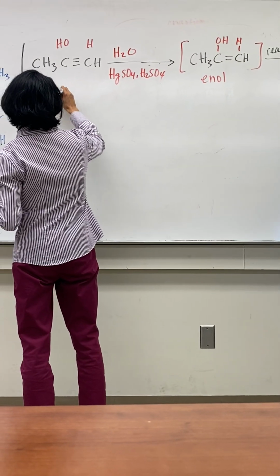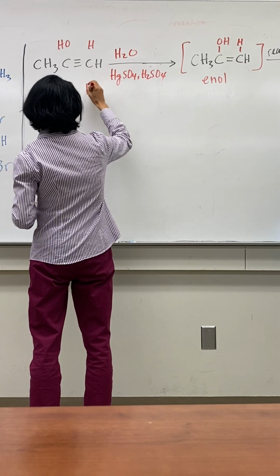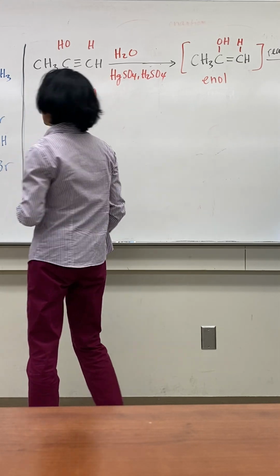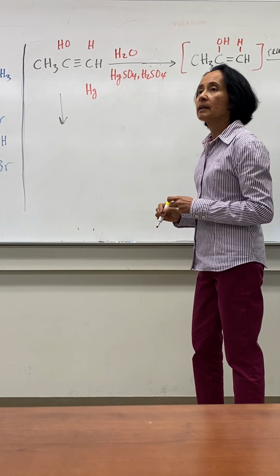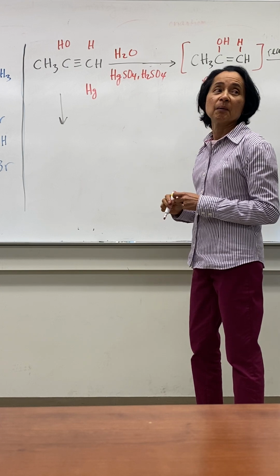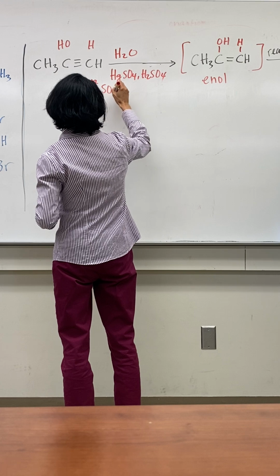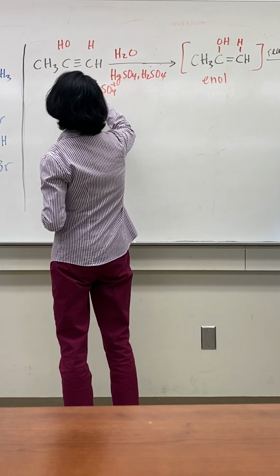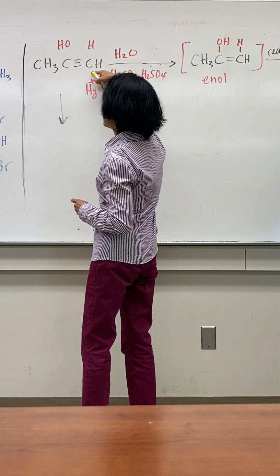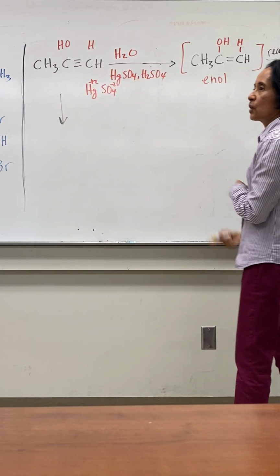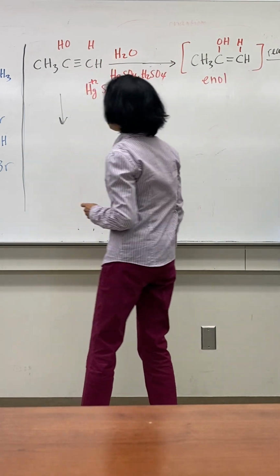Okay, so what happens is the mercury sulfate, what do you think is the charge of mercury in this mercury sulfate? +2, okay? So it's +2 because sulfate is -2. Because this is more crowded, the mercury is gonna attach on the side that is less crowded, on the terminal carbon, okay? So you're gonna make a bond.